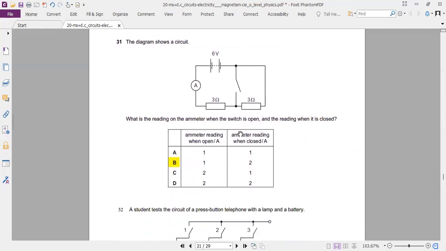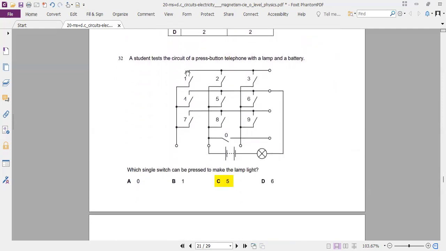This is a repeat, same as above. Now, this one, a student tests the circuit, press button telephone. It's an old system with a lamp and a battery. Which single switch can you press to make the lamp light? It's switch number 5, because look at switch number 5. This is the battery that connects this 5 back to the light bulb. So switch 5 connects the light bulb to the battery.